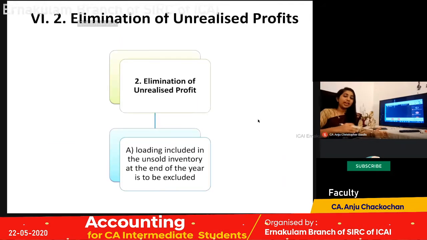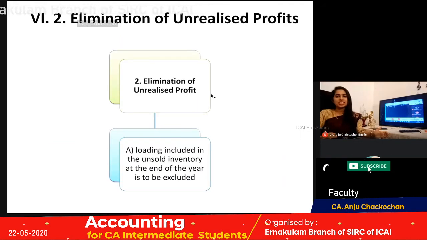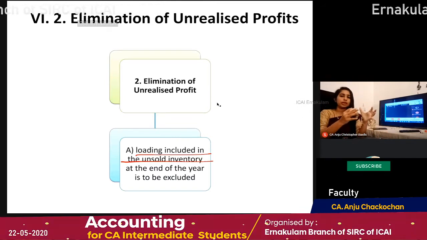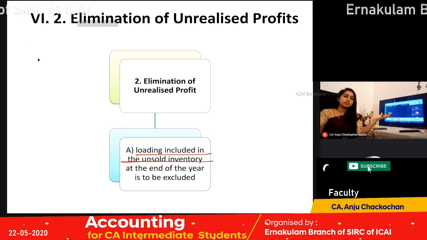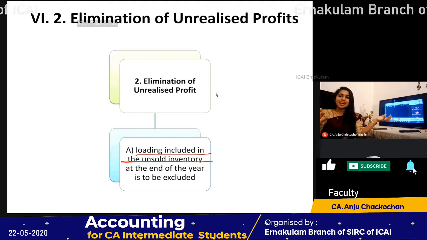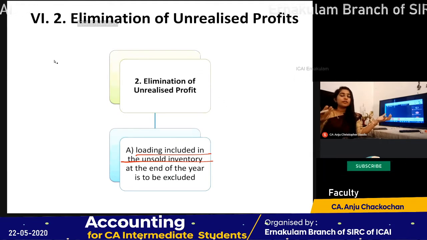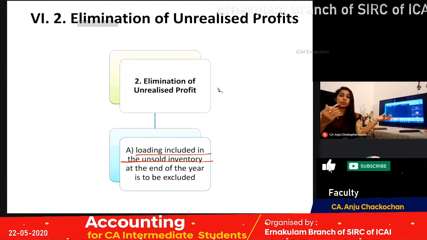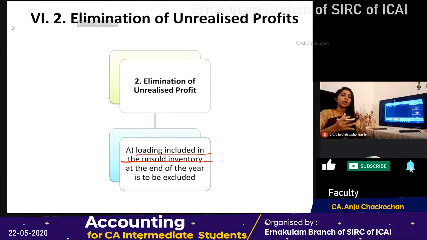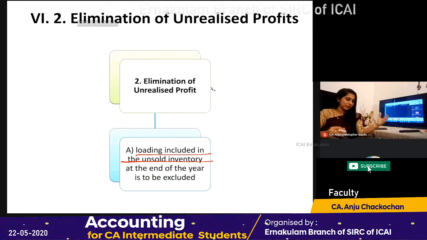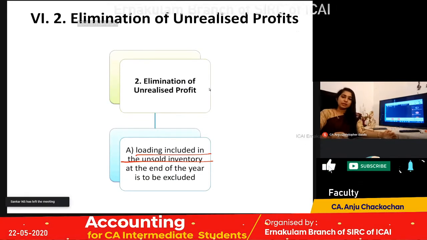All right, and then how do we eliminate the unrealized profits? The loading included, because always what we have to think is that if one department transfers goods to the other, and if such goods are still unsold in the department, then there will be an amount of stock reserve in such goods. And that we will have to eliminate at the year end when we are preparing the consolidated trading or profit and loss account. So that is the case of elimination.